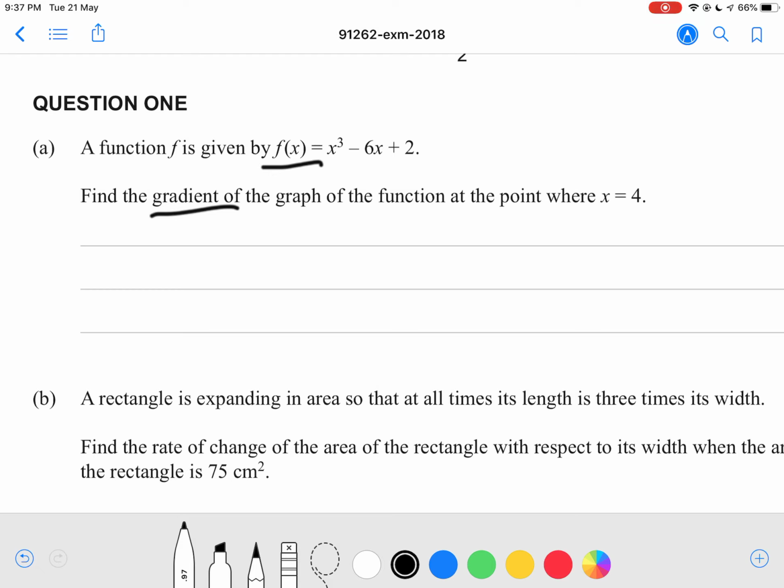When I say differentiate, we're going to say f dash of x. That's the symbol for differentiating once, that's one dash. If you differentiate again, that's a double dash. If you differentiate again, that's a triple dash, and so on. So f dash of x, how are you going to differentiate?